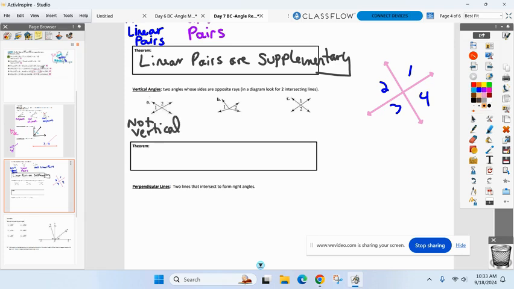How about B? Vertical? No. Some people are struggling here. You see they're kind of opposite each other, but it has to be formed by two lines intersecting. Those are not lines. And how about C? Yes, those are vertical.